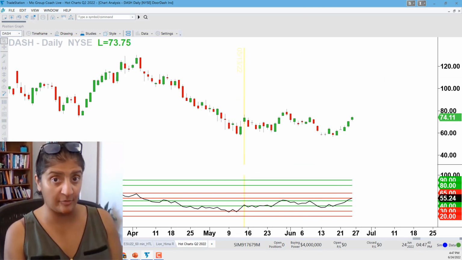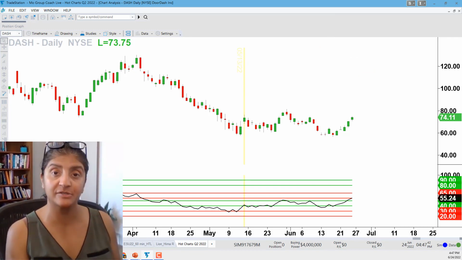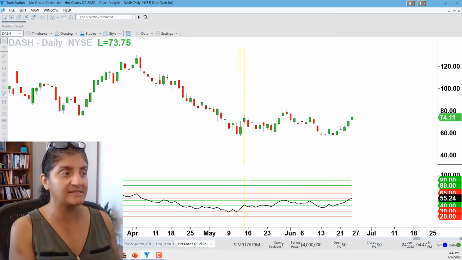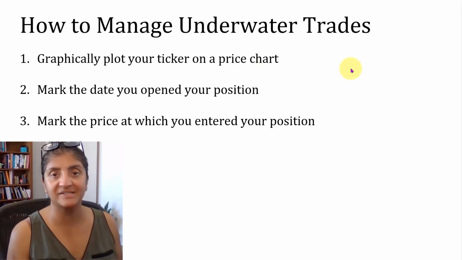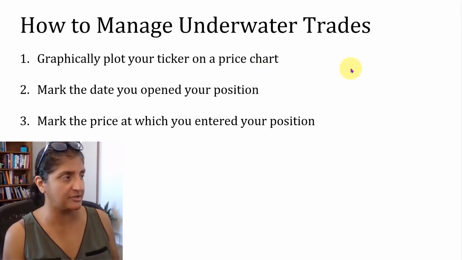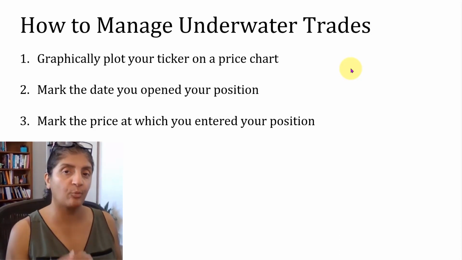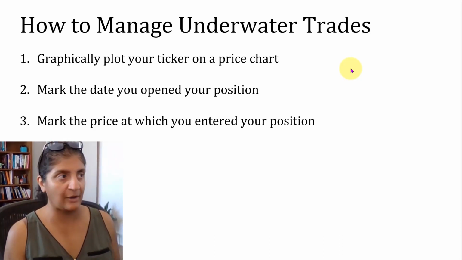Once you've got the date of the position, because that's important, that's when it actually came to life and since then at some point became an underwater trade. The other thing you want to mark is the price at which you entered the position. If we don't know from where we are long or short, how can we turn this around, right? How can we better manage it?